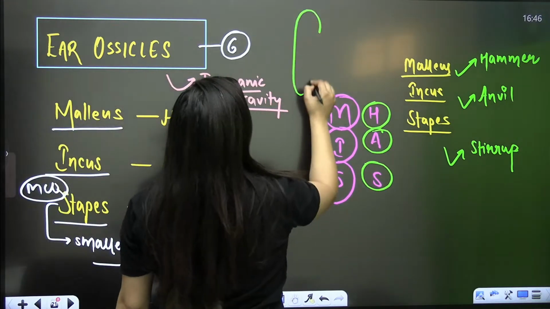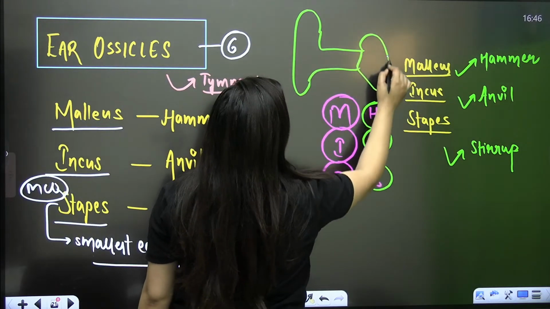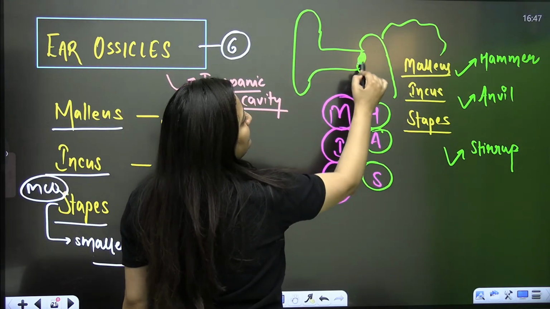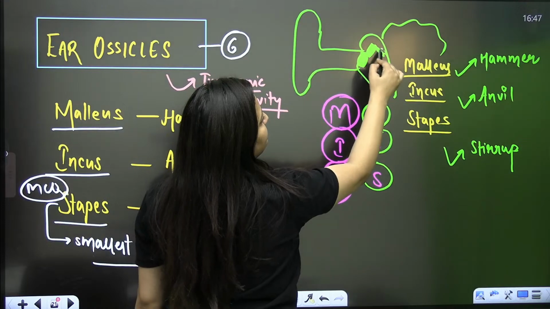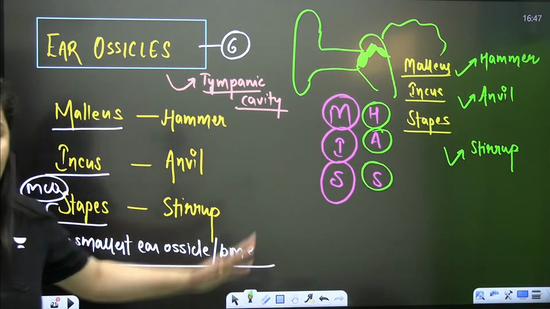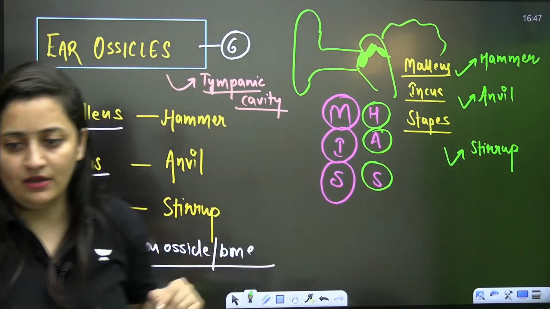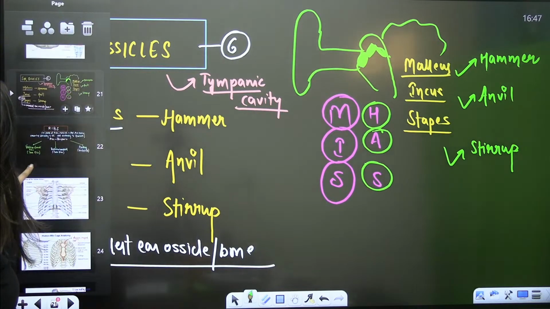So I hope you remember the external ear. Then here comes the middle ear. Then comes the inner ear. So here near to the tympanic membrane, malleus, then incus, then stapes. That's how they are present, and these ear ossicles increase the amplitude of the sound. Okay? So that's what you have to remember.